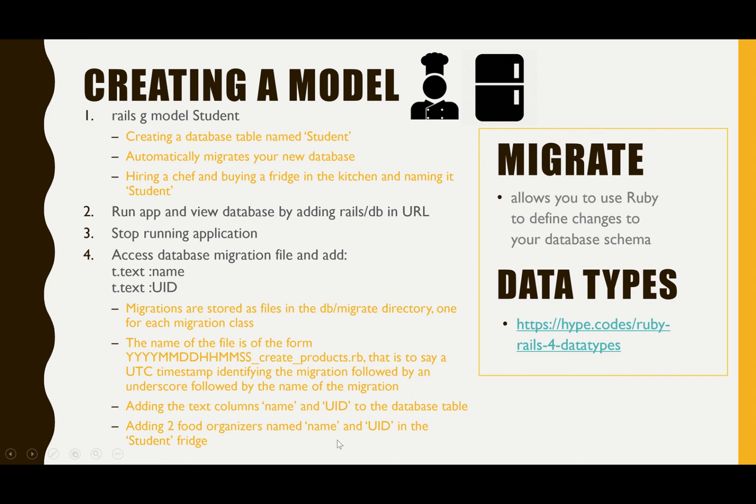Now we're going to add the text columns, name and UID, to the database table. That's kind of like adding two additional food organizers, named name and UID, in the student page for organizational purposes. Just to note, text is a data type that you assign to the column, but it's not the only data type. There are loads of other data types, so you can put other types of data in that, and you can access this HTML to check it out.